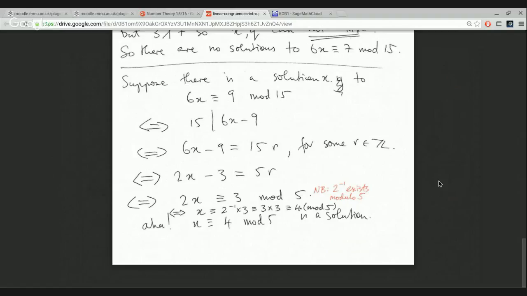And within this example, we more or less see all the features of the general case. So when the coefficient is not coprime to the modulus, you have to think about the greatest common divisor of the two. If it does divide the constant in the polynomial, then there will be solutions, which you can find a description of by dividing through by the common divisor. Then you're left with a coprime case.